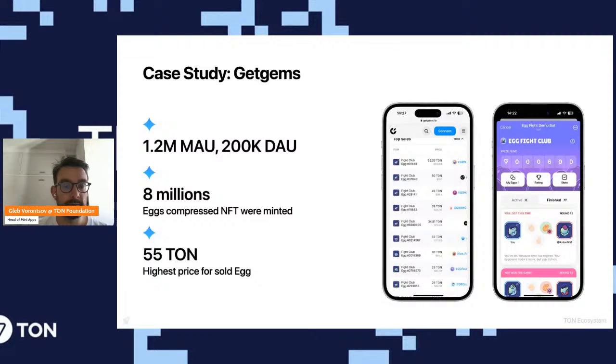And for example, with Egg Fight Club, a game from Get Games, with this community-based approach, they reached 1.2 million monthly active audience, with almost 200K daily active users. During this first season, 8 million X as compressed NFTs were minted for the community, and the highest price of a sold egg was 55 TON.